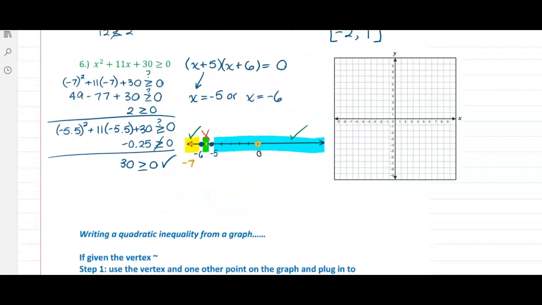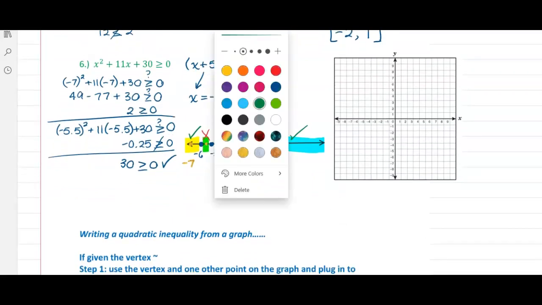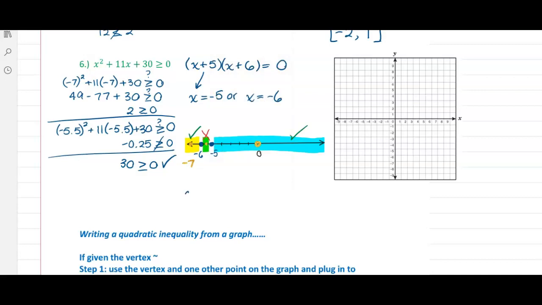How do we write this? Well, the yellow piece would be expressed as x is less than or equal to -6, and the blue piece, let's say, or x is greater than or equal to -5. That's how I could write it in set builder notation, or if I want to use interval notation, I would say -∞ to -6, or -5 to infinity.